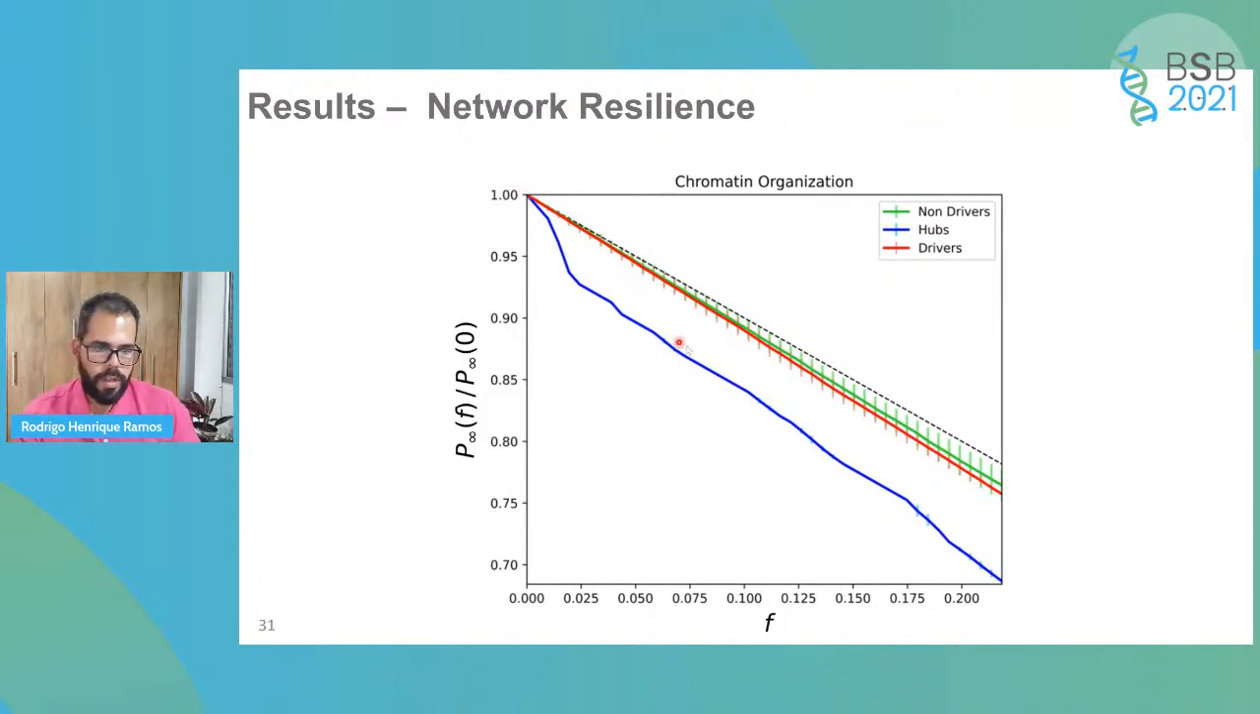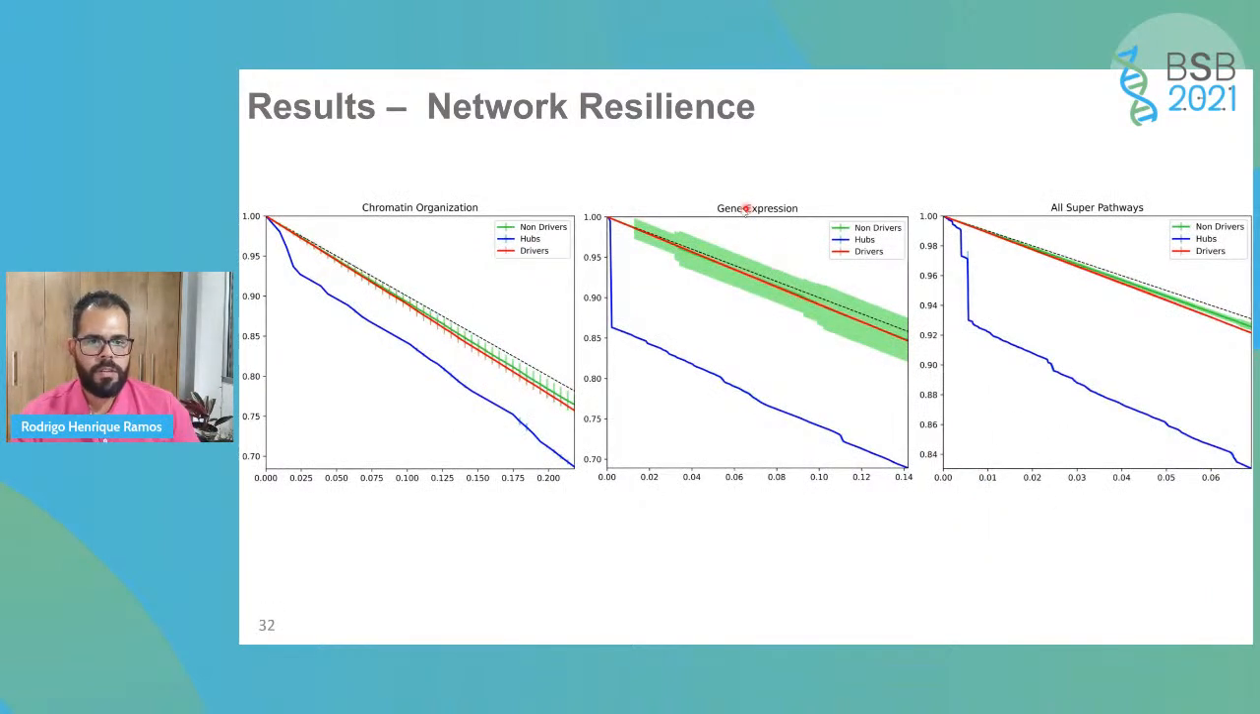Okay, so the removal of hubs, as expected from the literature, breaks the network a lot faster than the random removal of other nodes. So comparing with the gene expression and the all superpaths, remember that this is the consensus network, we see somehow a similar behavior between these three superpaths. Not significant difference among drivers and no drivers, and a significant impact on the removal of hubs.